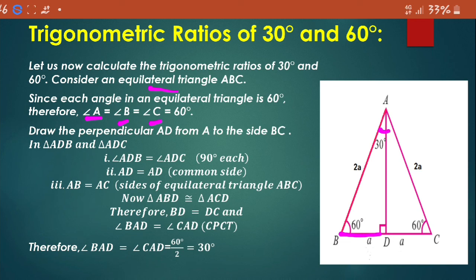Now you got all the angles of this ABD triangle. Now I will find the trigonometric ratios at 60 and 30 degrees. So let's check the next slide.